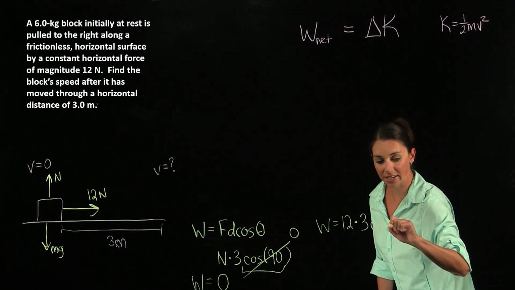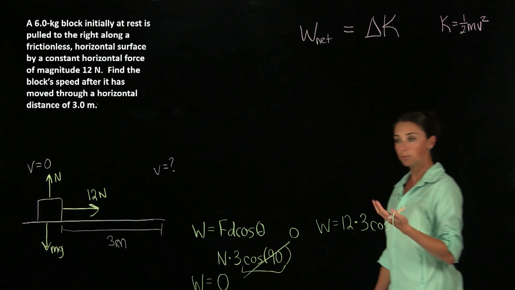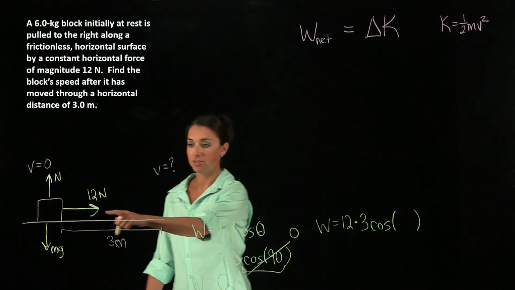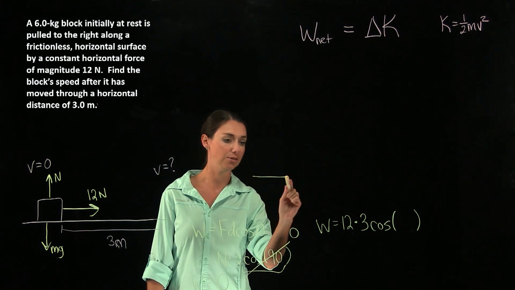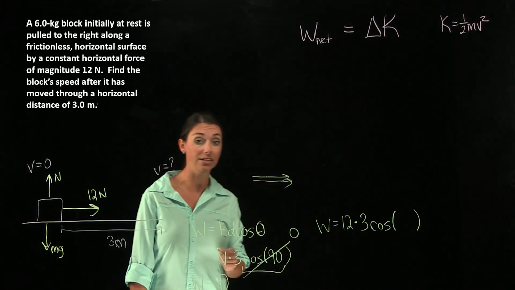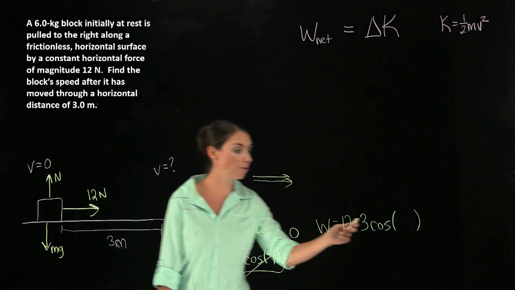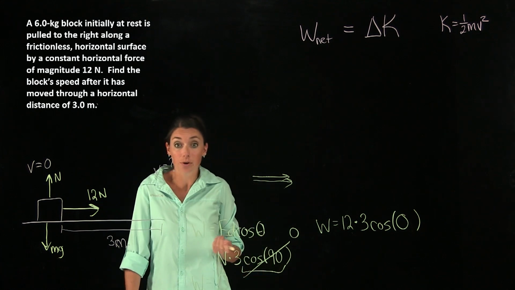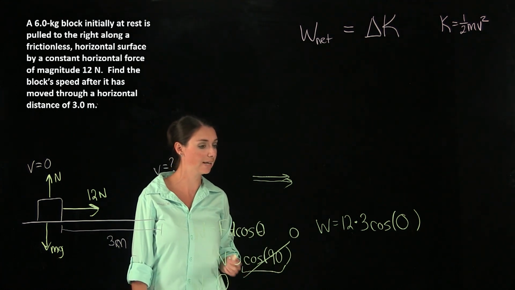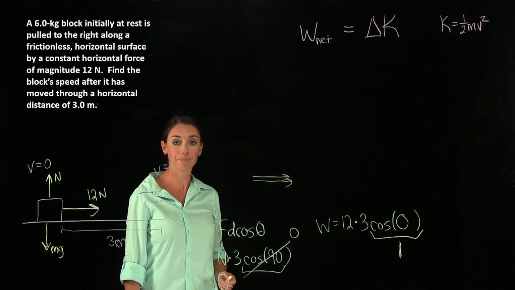And then I look at this angle again. I've got to see how they relate to each other. So if we think about this, the 12 newtons is going to the right. We are also moving the object to the right. So basically they're in the same direction. They're parallel to one another. So the angle between those is 0. There is no angle between them. They're going in the same direction. And we know that the cosine of 0 is 1.